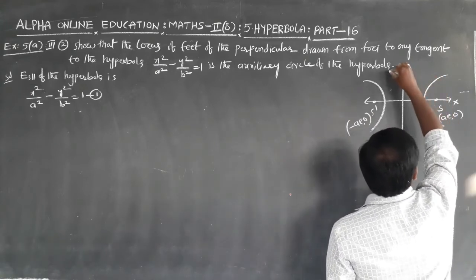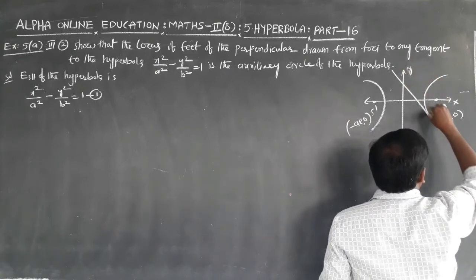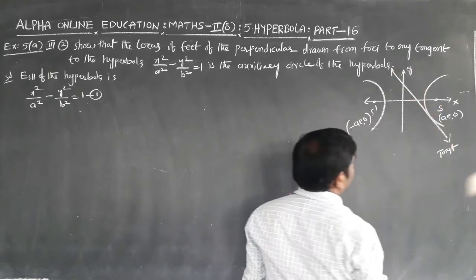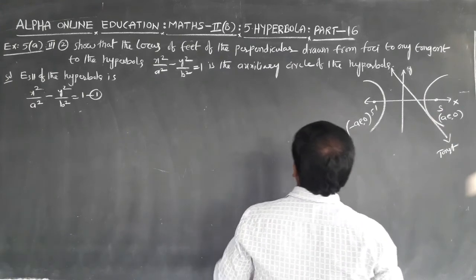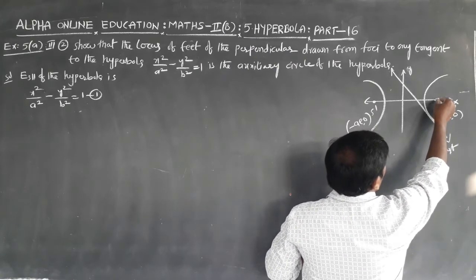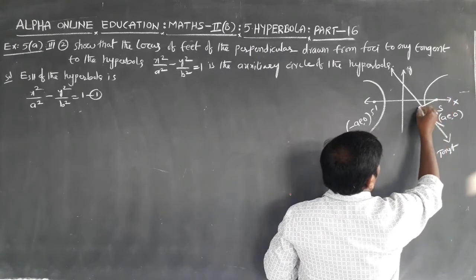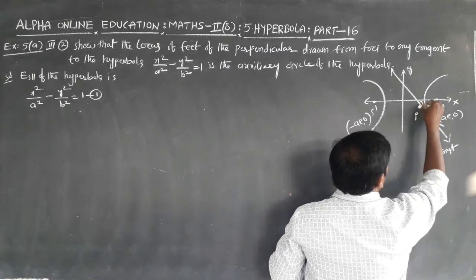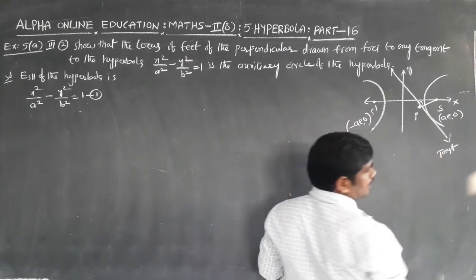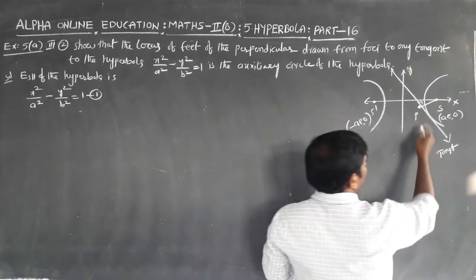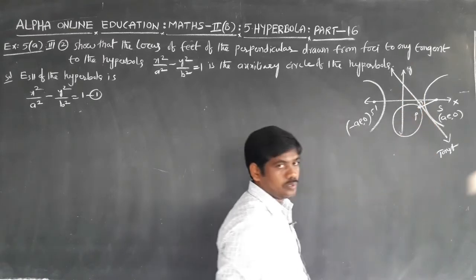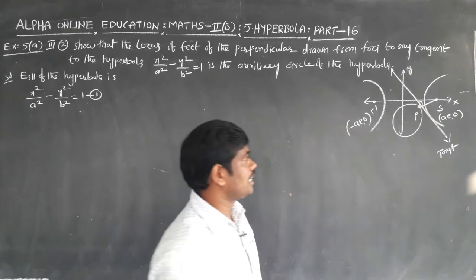This is any one of the tangents. Show that the foot of the perpendicular drawn from the foci to any tangent to the hyperbola, P is the foot of the perpendicular, so the locus of P is the auxiliary circle.